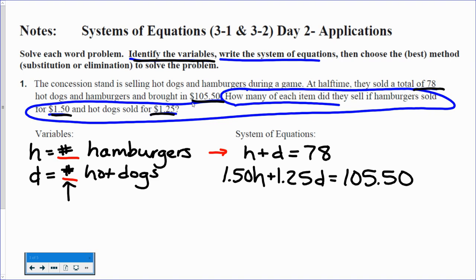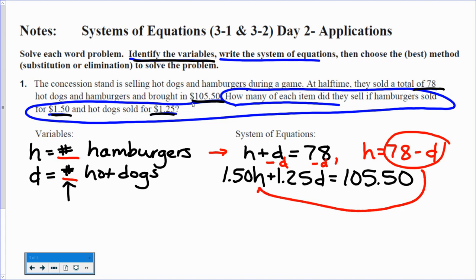Let's see, I think I'm going to get, let's get H alone. So I'll subtract D. So then I have H equals 78 minus D. So I'm going to use that equation. I'm going to take 78 minus D and replace H.